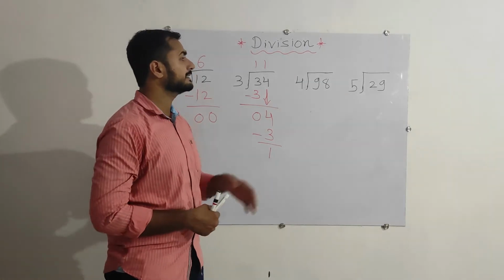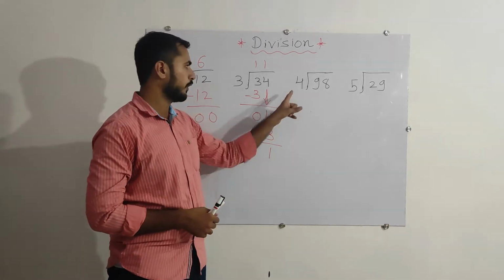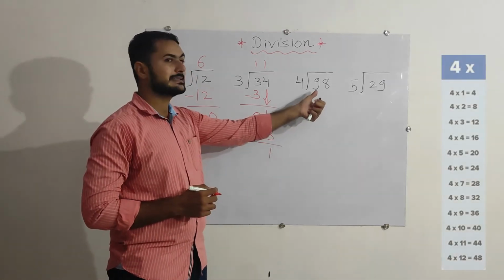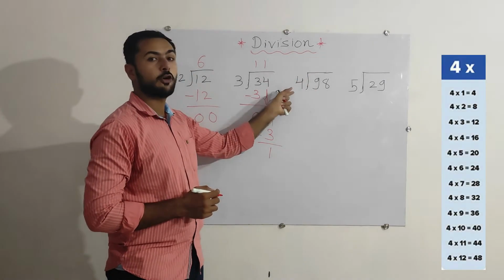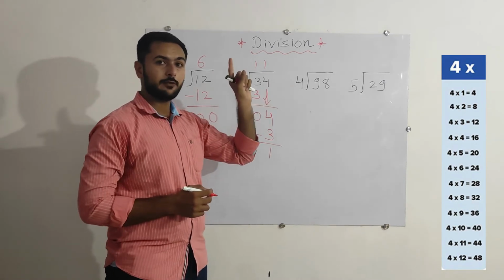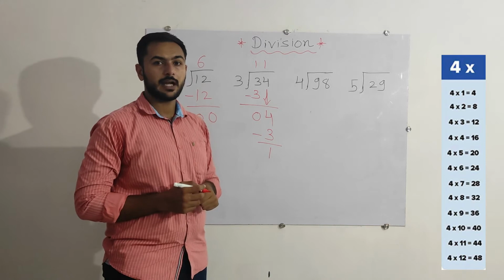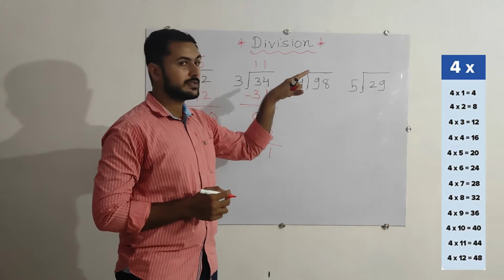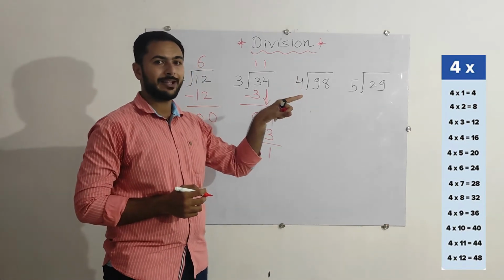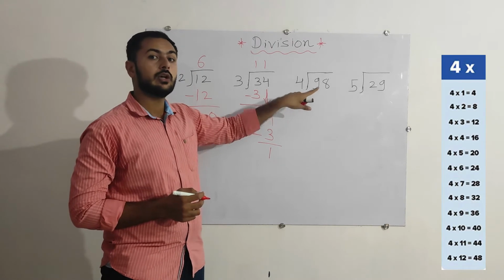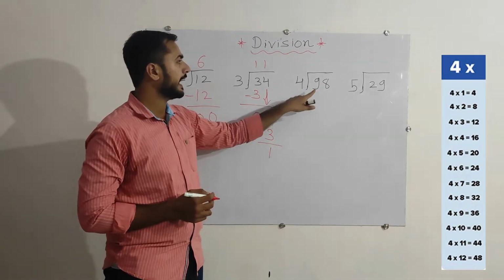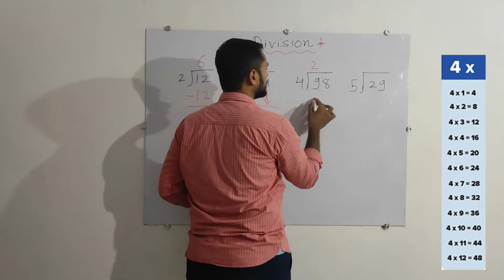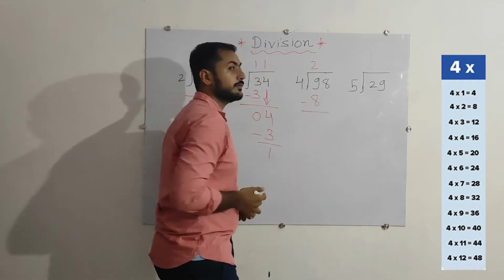Okay. Now the next one is 98 divided by 4. So again we have to identify the first number, that is 9, and see the table of 4 because that's the divisor. In the table of 4, can you identify the number 9? Is it there? No. It means simply see the table. 4 ones are 4, 4 twos are 8, 4 threes are 12. 12 is bigger than 9, so just take the one smaller than 9. That is 4 twos are 8. Then do the subtraction for these numbers.